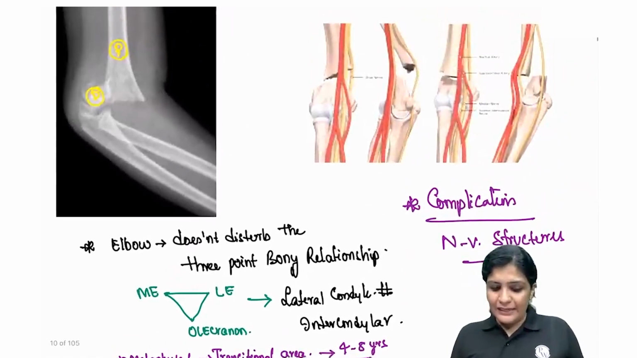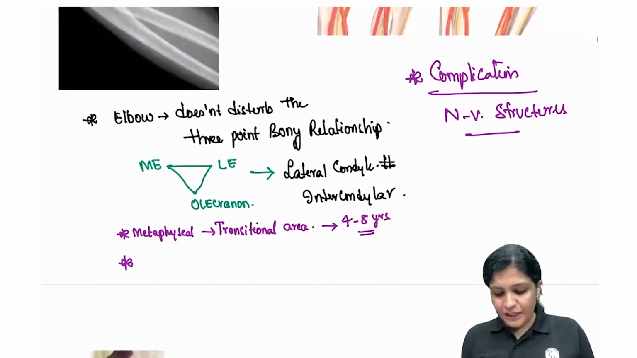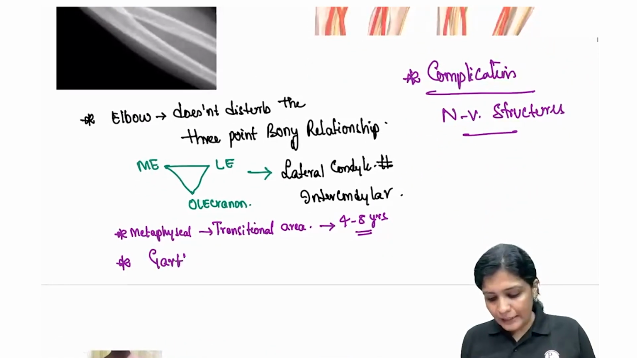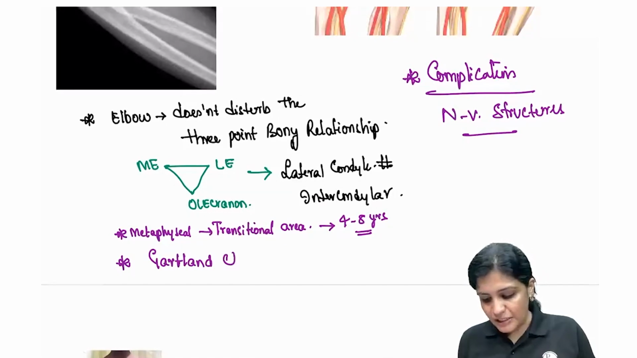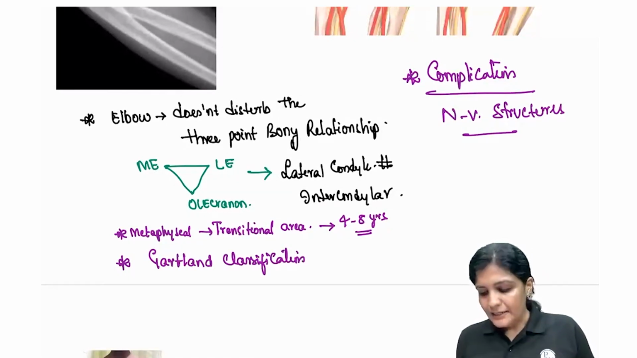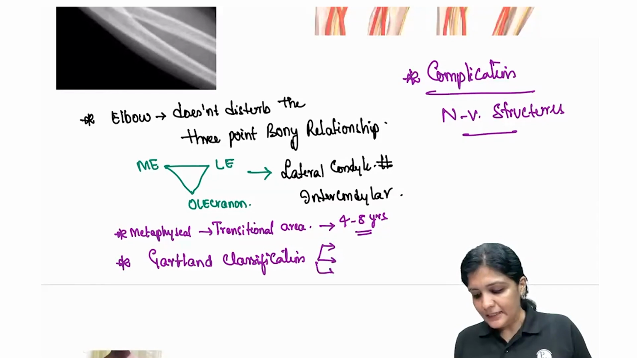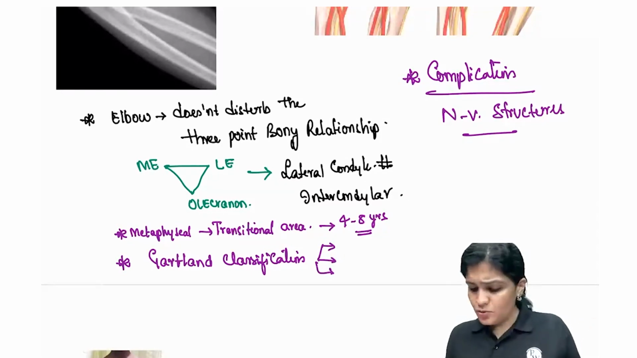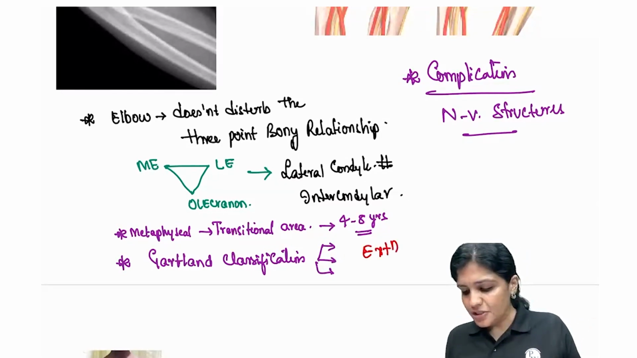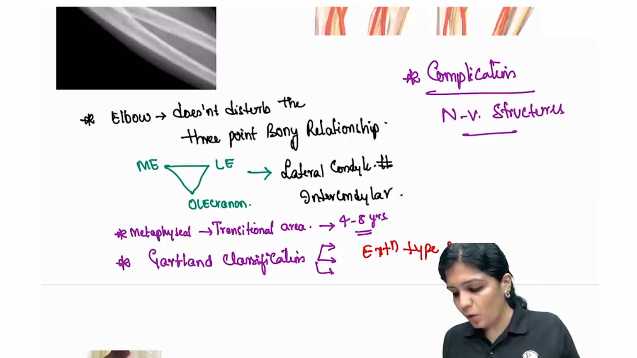And whenever there is a fracture, what is the classification name for this? This is called the Gartland classification, which divides this particular fracture into 3 types: A, B and C. In this, what you have to remember is only that the extension type is more common. So what do I mean by extension type?